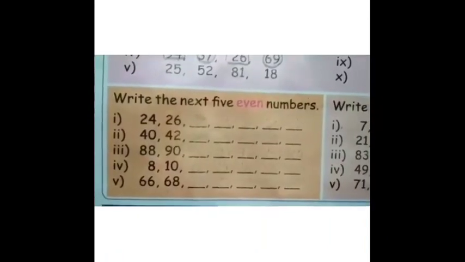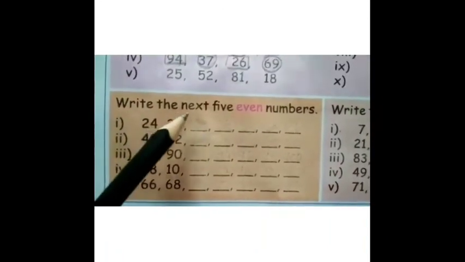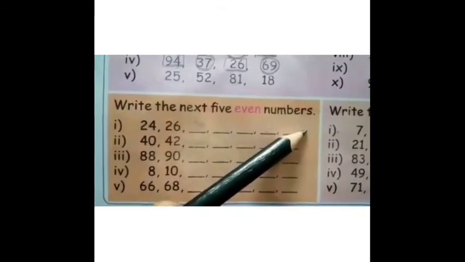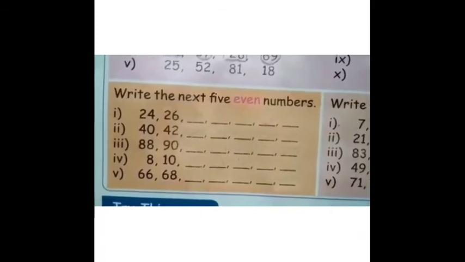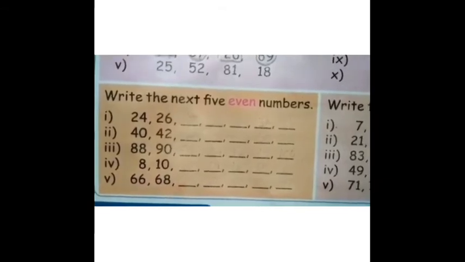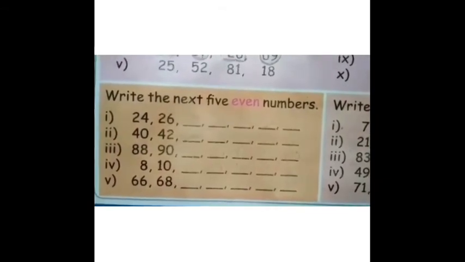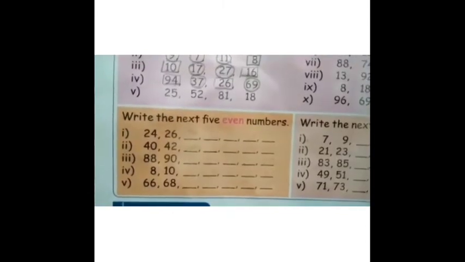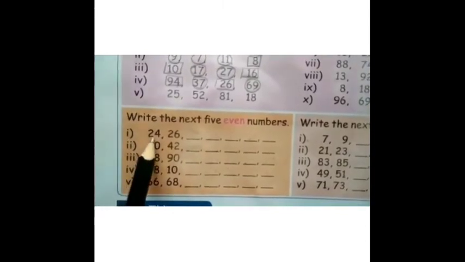Children, next let us see. Write the next 5 even numbers. Children, write the numbers alternatively. We can get next 5 even numbers. Remember, I am writing it in twos. Children, next let us see the first question.